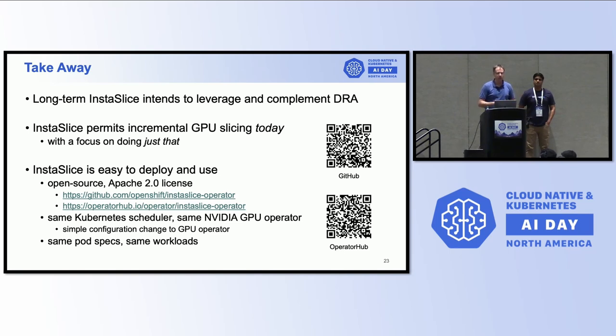InstaSlice, as we said before, is open source. It's easy to deploy. You can get it in one click on OperatorHub, and you can see our GitHub repo. You don't have to change the Kubernetes scheduler. You don't have to change the GPU operator. You don't have to change your pod specs or your workloads. It just works, except that instead of having to pre-slice and think very hard about how you organize your GPU, you can do this on the fly.